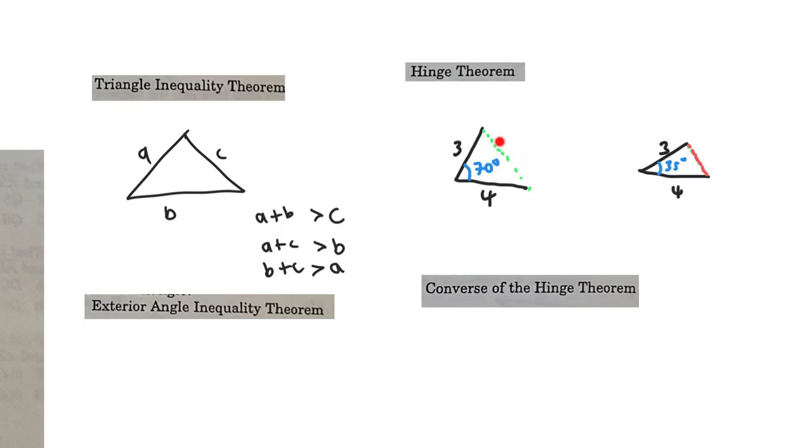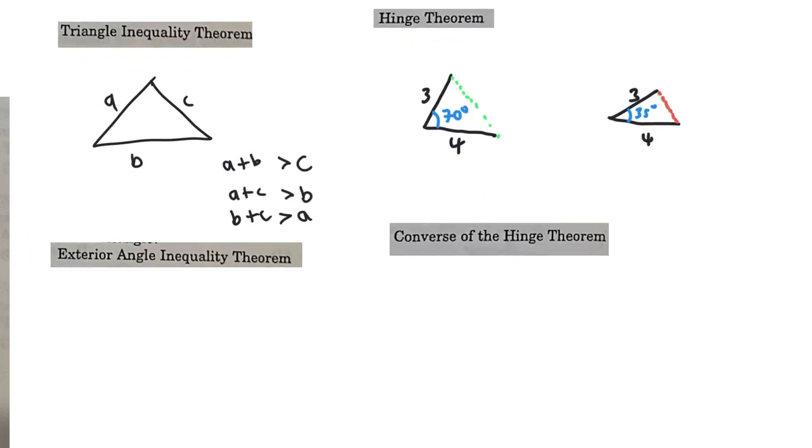So let's go to the converse. Now, the converse would always kind of say the opposite. Okay, so let me just kind of do this right now. So notice how in the hinge theorem, we didn't know how long this green one was necessarily right away. We just knew that it was longer than whatever this red one is, right?